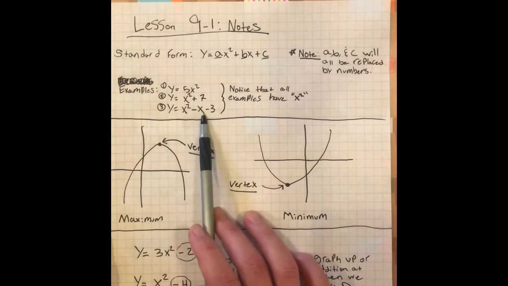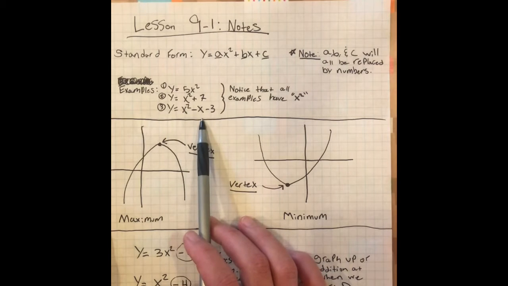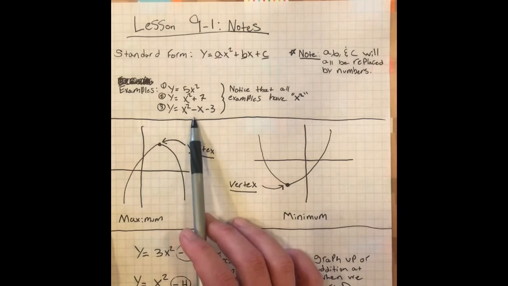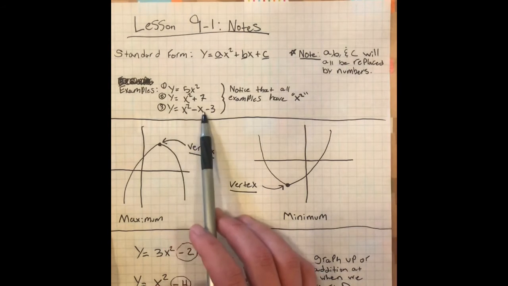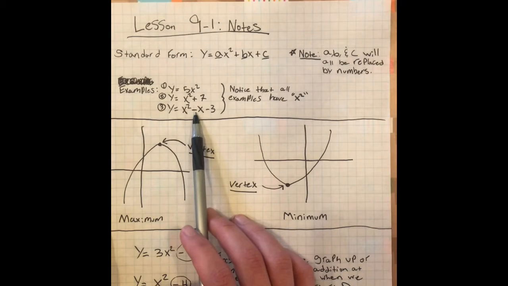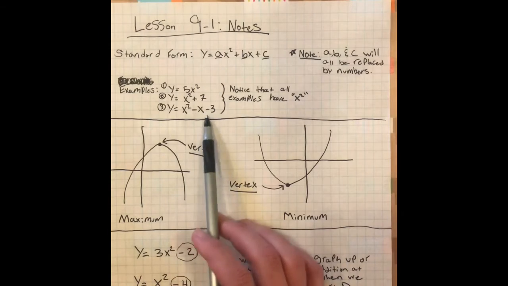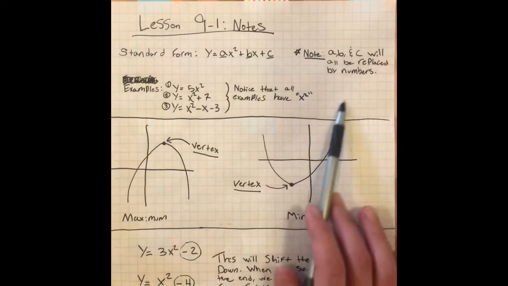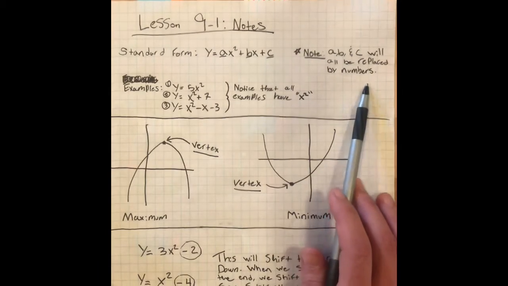And then number 3, we have x squared minus x minus 3. This is another one I like because it really shows what a, b, and c are. So a would be 1, b would be -1, and c would be -3. Okay, so this is just something that you should really understand and be able to see, not necessarily memorize.